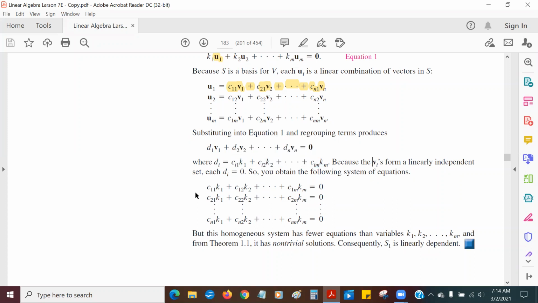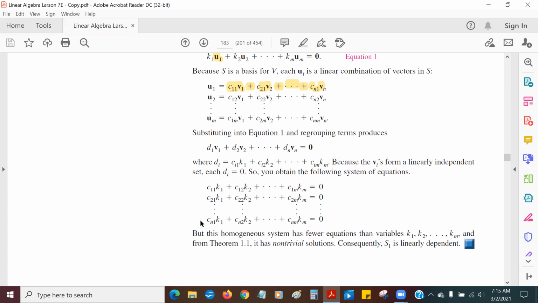So what I get here is C11 K1 plus C12 K2 plus ... plus C1m Km, and so on. Now the C's are all given. We established those up here. The variables here are really the K's, K1, K2, and so on. Look at what we have here. How many equations do we have and how many variables? We have M variables and N equations. But we know that M is greater than N, which means we have more variables than equations.